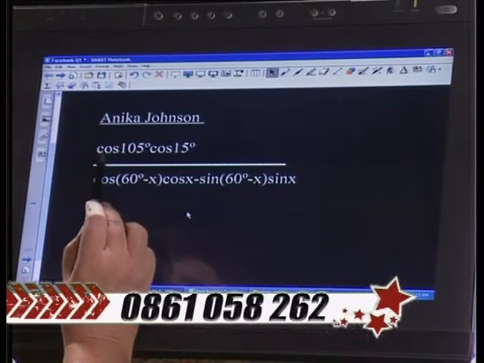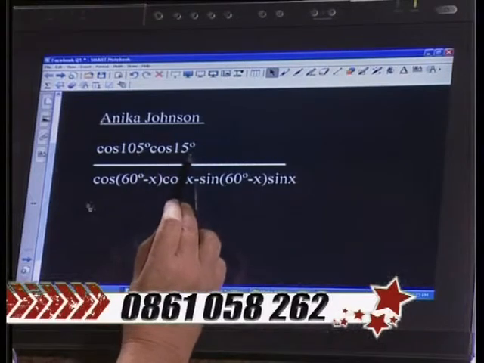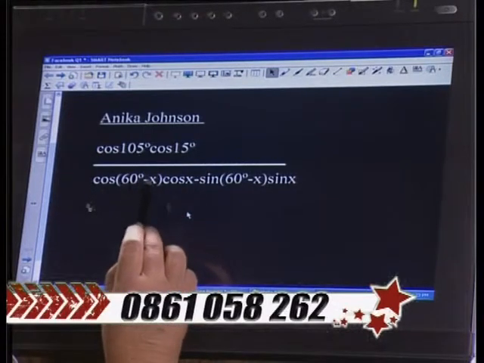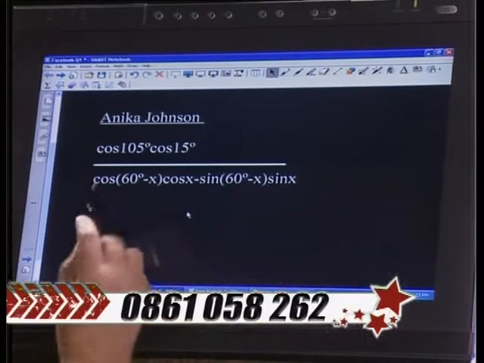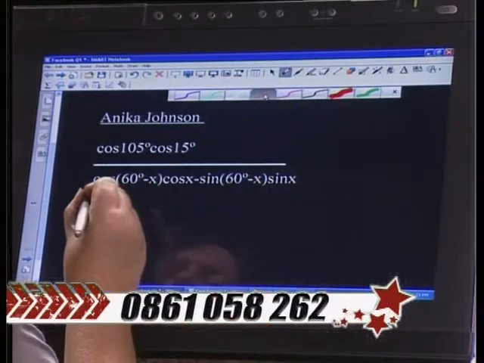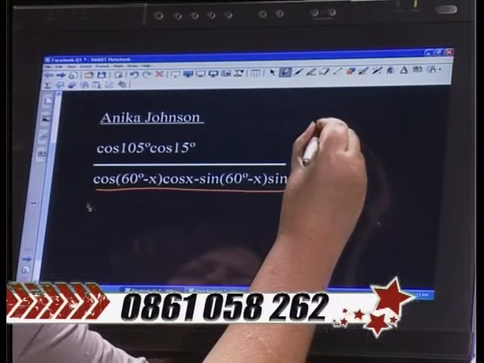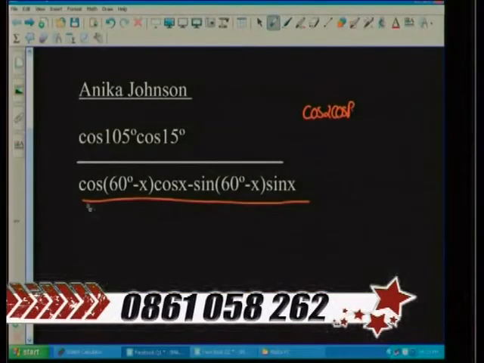You can see here it starts off and it says cos of 105, cos of 15, over cos of 60 minus x cos x, sine of 60 minus x sine x. Now immediately this bottom is screaming at me to say, hang on, this looks just like one of our formulas. Cos alpha cos beta minus sine alpha sine beta. If I'm looking in a formula sheet, it's going to take me that much longer to find that. Whereas here, if I know my formula, I can immediately identify it. So I can see that that would become cos of alpha plus beta. And of course, you can look that up on your formula sheet.